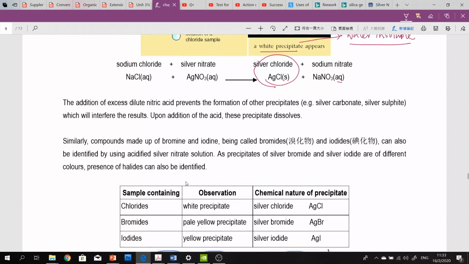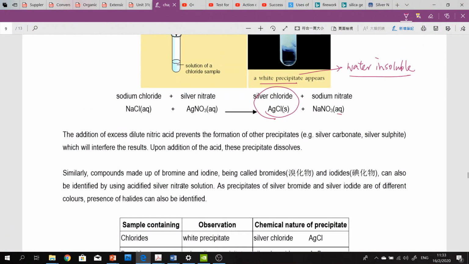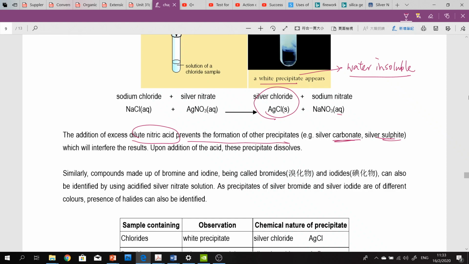Indeed, it's not only silver chloride that will produce a precipitate, but also other silver compounds, like silver carbonate and silver sulfite, and they may interfere with the results. So that's why I would like you to remember to acidify the silver nitrate solution. The addition of excess dilute nitric acid is to prevent the formation of other precipitates. It will confuse the result. We call it interfering with the results. After adding the acid, those other possibilities will be got rid of because those substances will dissolve in acid.